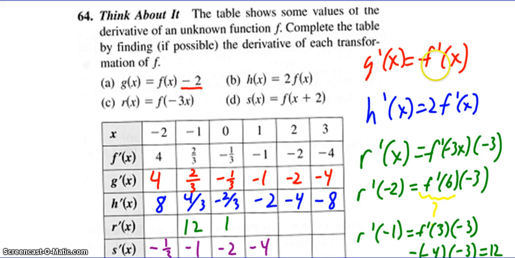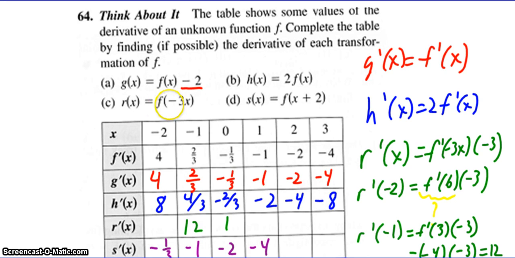Alright, so we know g prime of x equals f prime of x. So we did that one together. So how does h prime of x relate to f prime of x? Well, if h of x is 2 times f of x, because 2 is a constant in front of the function, h prime of x is 2 times f prime of x. So I just take all of the f prime of x values and multiply them by 2 at the given x value. So h prime of negative 2 is 8 because f prime of negative 2 was 4. H prime of negative 1 is 4/3 because f prime of negative 1 was 2/3, and so on. How about r prime of x?